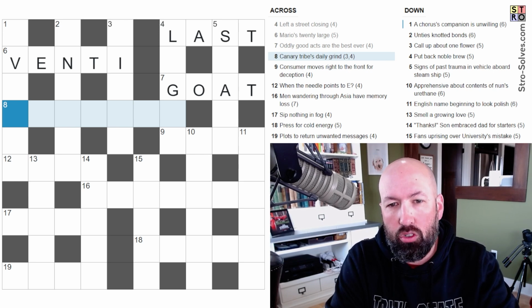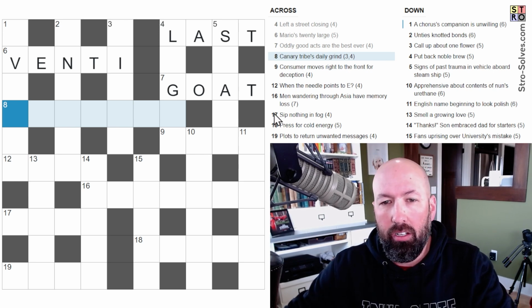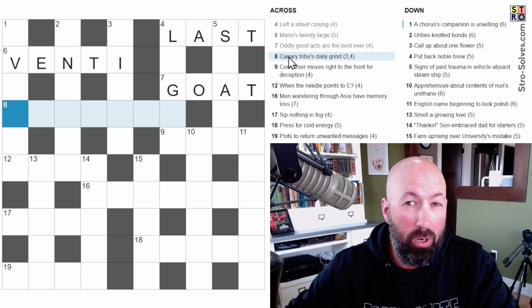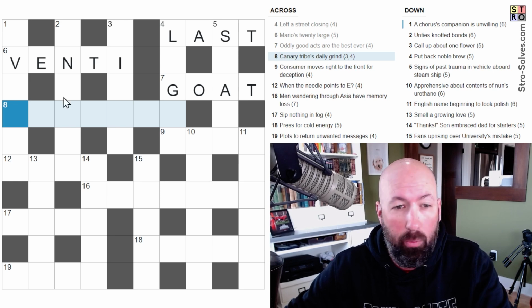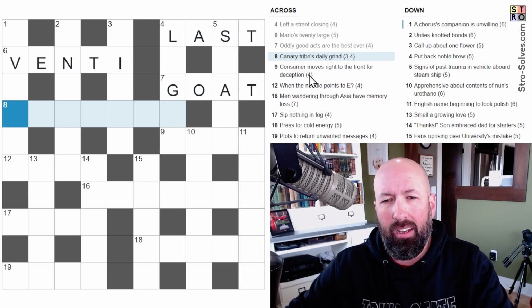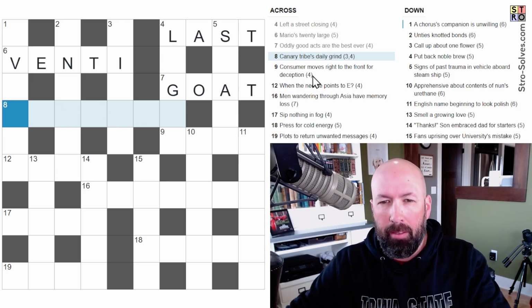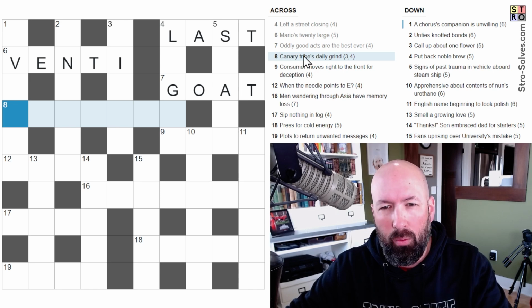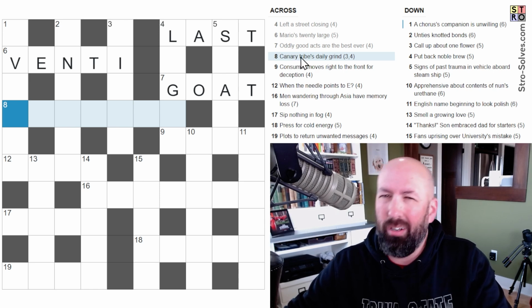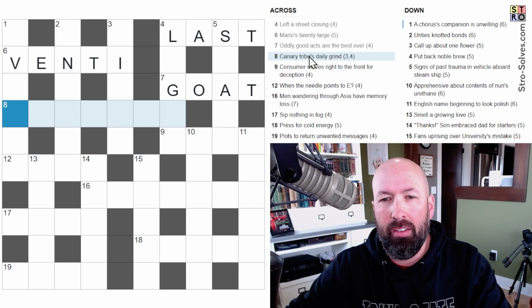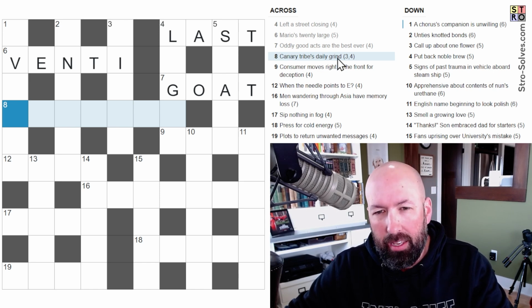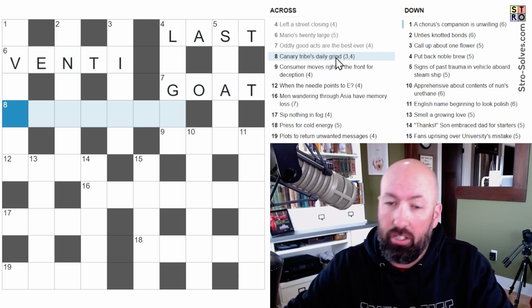Okay, canary tribe. Now this one is a little less obvious where the definition is, right? It could be canary. We could have a type of canary here. Canary tribe, maybe. That one's a little harder to think of. What would a canary tribe be? But maybe. Daily grind. It could be daily grind. Obviously, it could be grind.